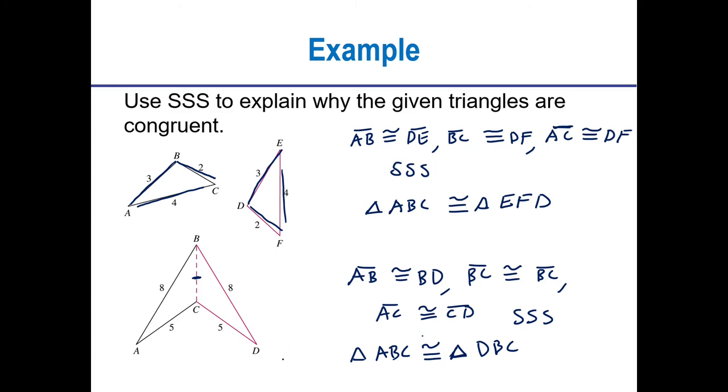Let's check our work to make sure we did it right. Triangle ABC starts with the segment AB with the length of 8, the shared side, and then 5. Triangle DBC starts with the side length of 8, the shared side, then 5. So yes, we did it right. Triangle ABC must be congruent to triangle DBC.